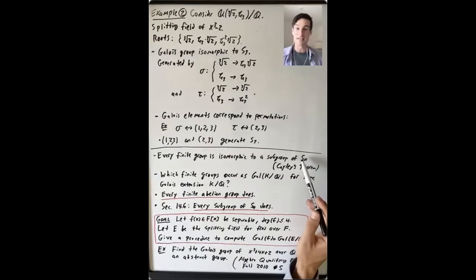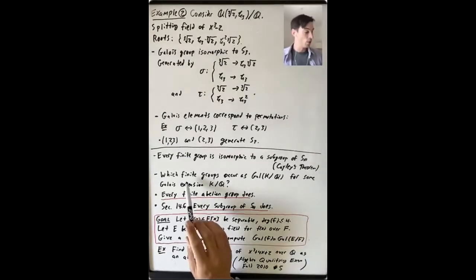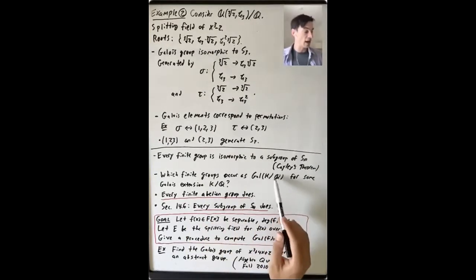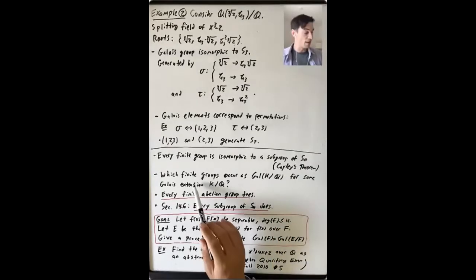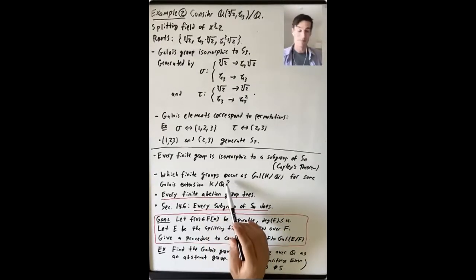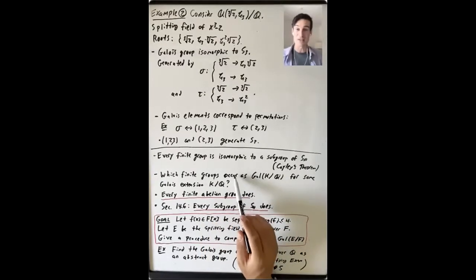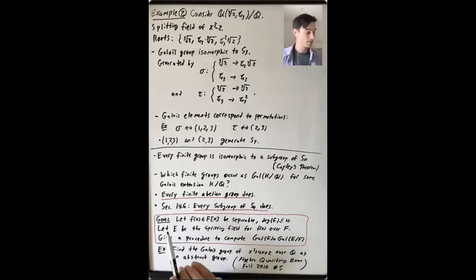Which subgroups of Sn do you get? So which finite groups occur as the Galois group of K over Q for some Galois extension K over Q? Well, this just is the inverse Galois problem over Q that we briefly mentioned in lecture 25 on cyclotomic polynomials.